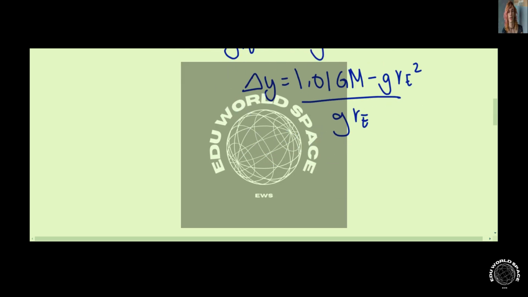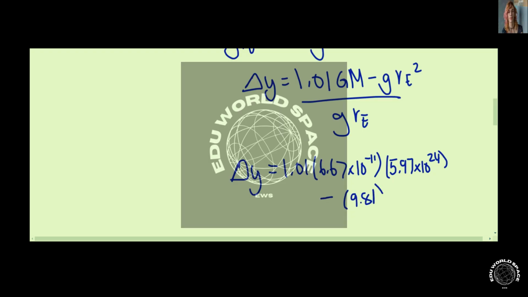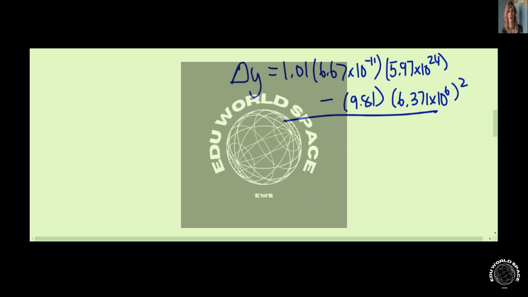Okay, what are all of these numbers? So the G is our regular G. The M is the mass of the Earth, the big body. We're subtracting off 9.81 times the radius of the Earth in meters squared, divided by 9.81 again, times the radius of the Earth, not squared this time.